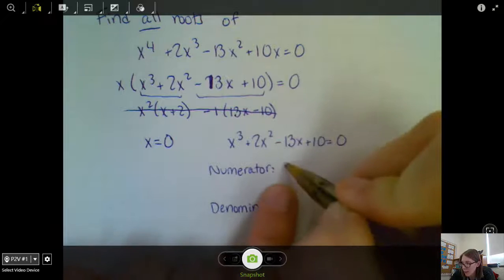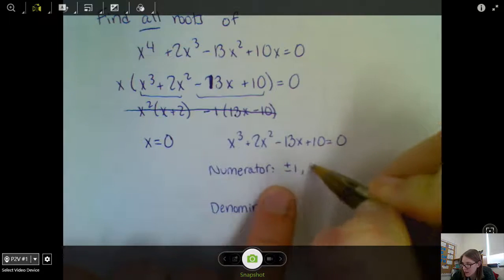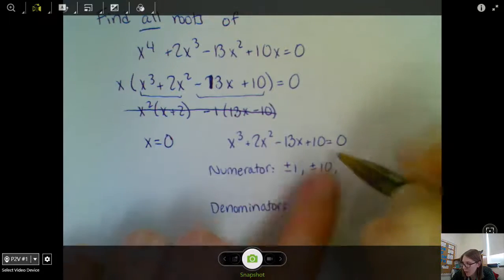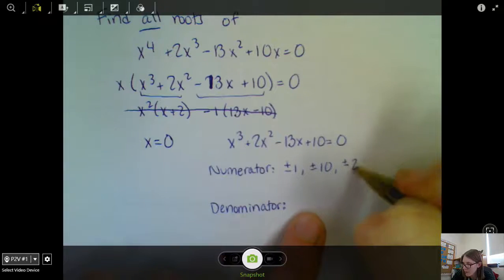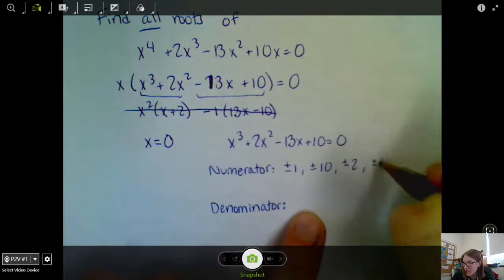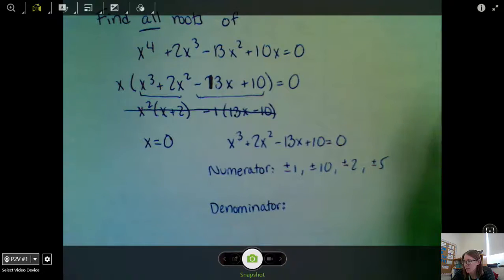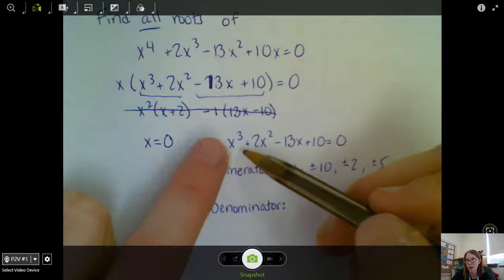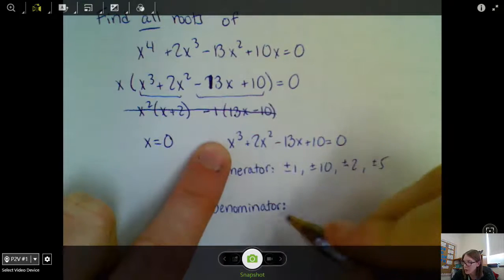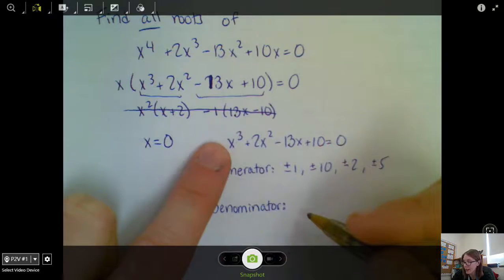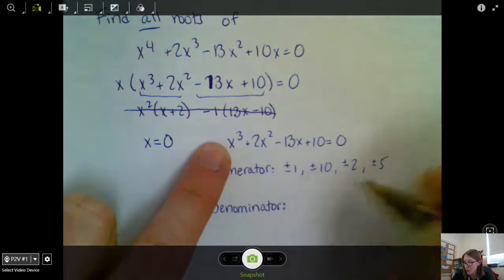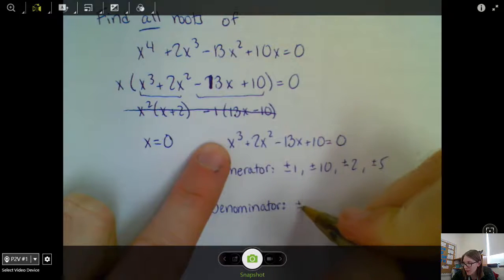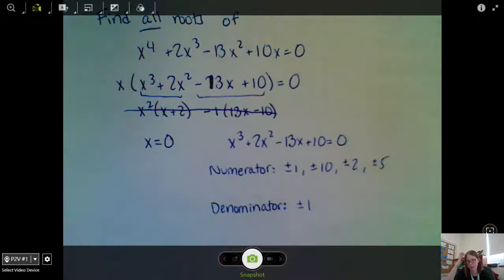So we could have 1 and 10, or 2 and 5. Positives and negatives for each. Our denominator, numbers that multiply to our leading coefficient, which is 1 in this case, since it's 1x cubed. Positive 1, negative 1.